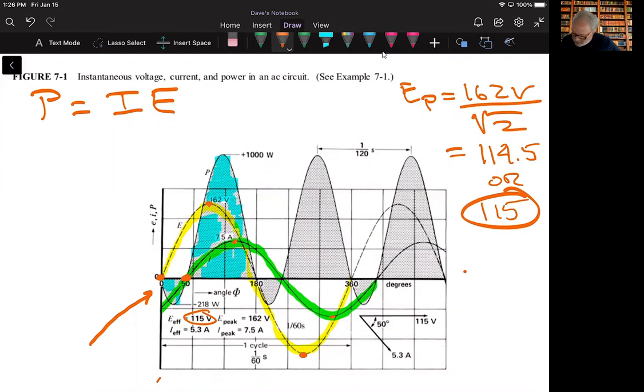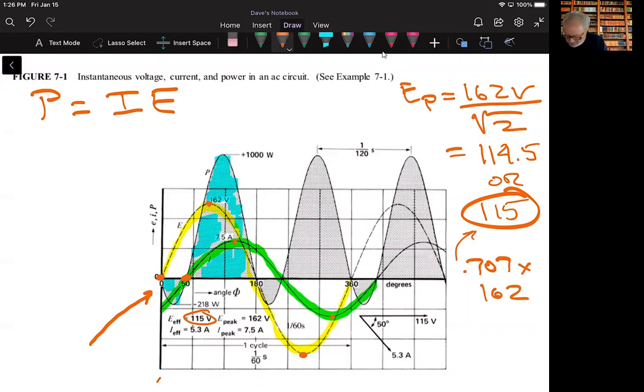We could also just take 0.707, you know where that comes from, right? But anyway, we won't get into that right now. We could also just take 0.707 and multiply that times 162, and we're going to get the same answer, right? So we're getting the same thing as we go through this.